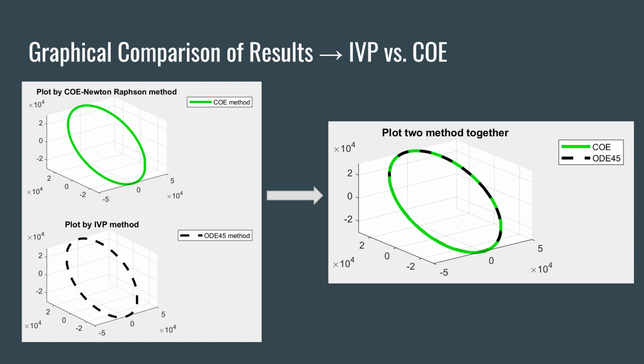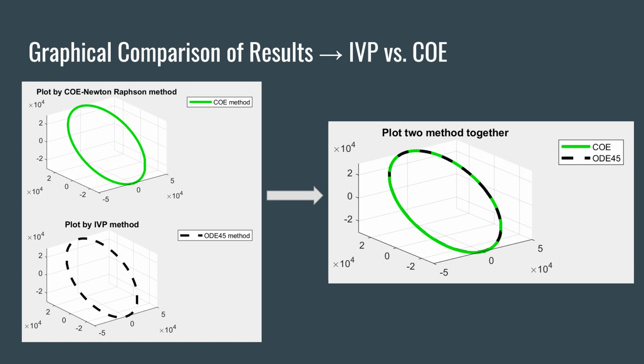This is a graphical comparison of solutions using IVP versus the COE methods previously described. We use the ODE45 MATLAB built-in function to solve the IVP. We chose to plot the Newton-Raphson method against the IVP method because of its efficiency and similarity compared to the other nonlinear root finding methods. Here we can see that these two methods are also very similar to each other.